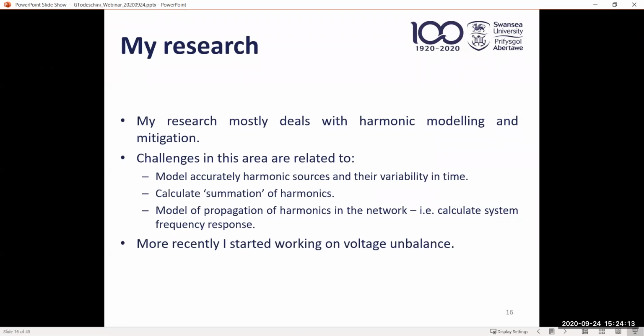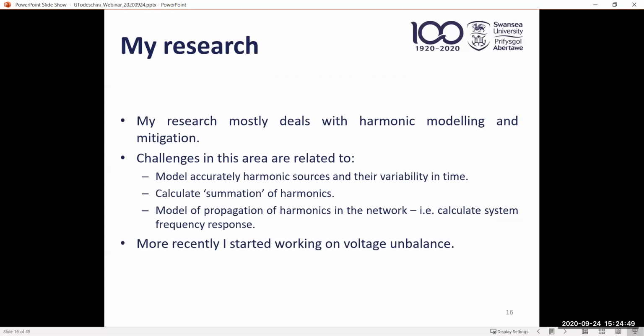Another topic is calculating the summation of harmonics. Given that there are so many sources, most of the time it's not practical to model every individual device, just because the simulation time will be extremely large. So somehow we have to come up with a combined, aggregated model. And again, there are many approaches in doing that, but to my knowledge, there is not an established one. So that's an interesting topic as well.